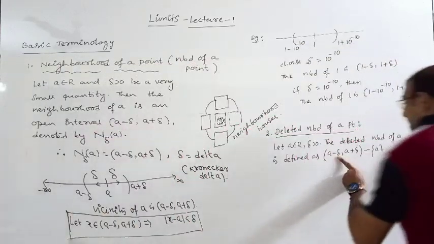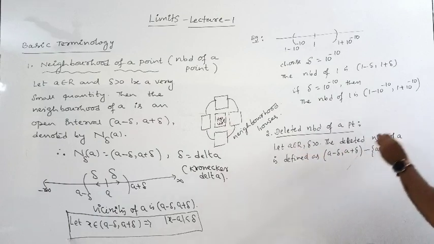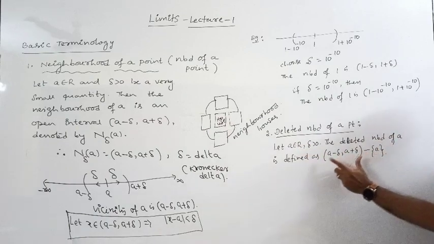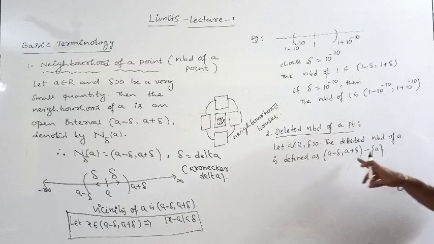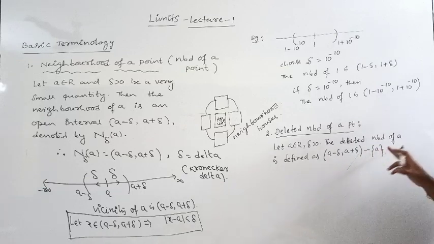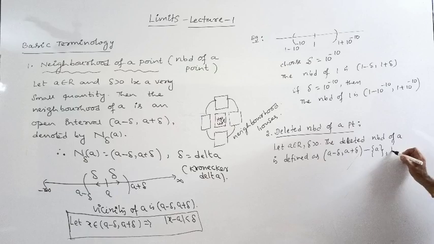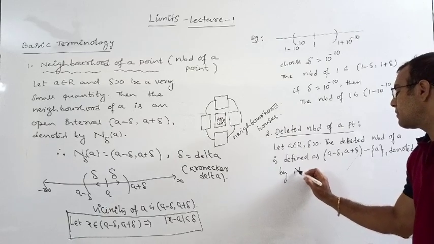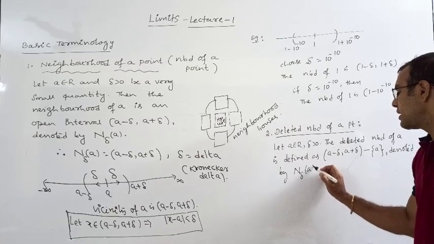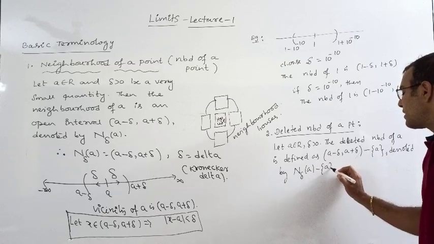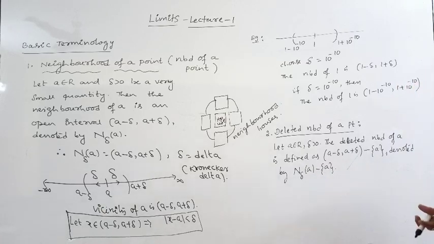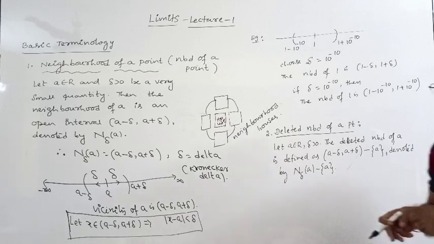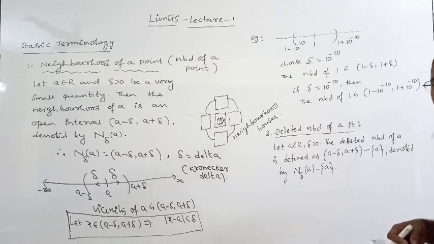So what is meant by deleted neighborhood of A? If you remove the point itself from the neighborhood, then it is called deleted neighborhood of A. Alright, denoted by N delta of A minus set A. Nothing else is there. Once we understand the very basic concept of neighborhood, after that everything you can understand.